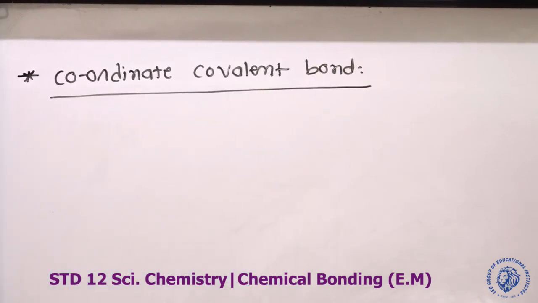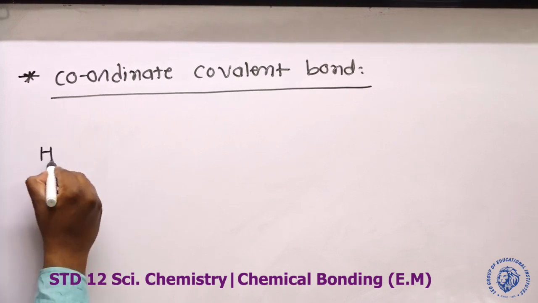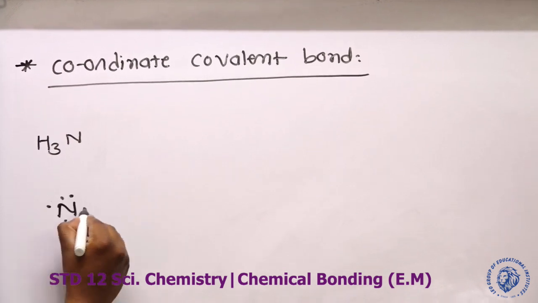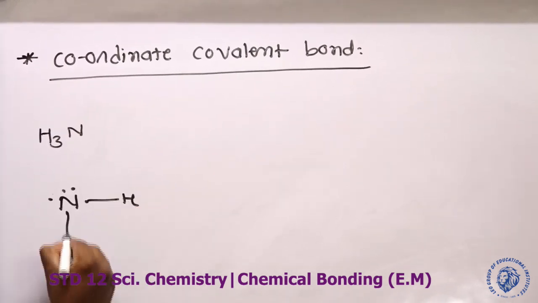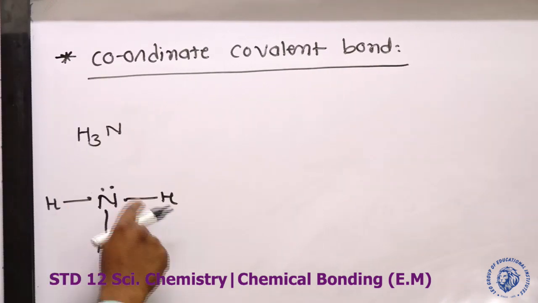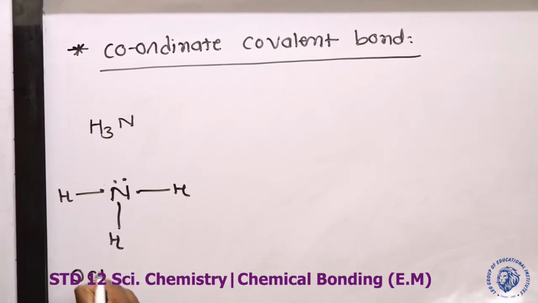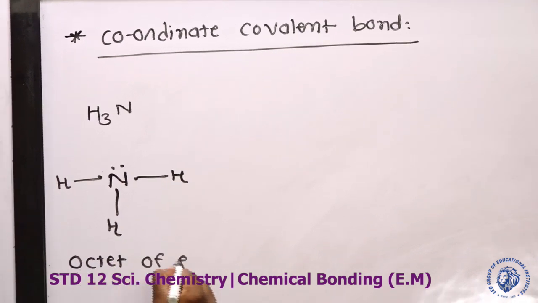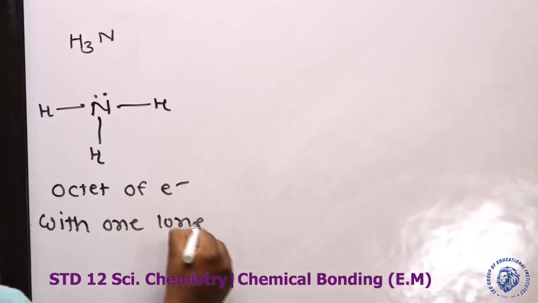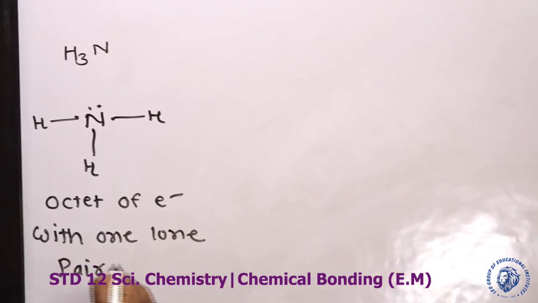Now, coordinate covalent bond, for example, ammonia. In ammonia, the nitrogen atom has 5 valence electrons, and by combining with 3 hydrogen atoms, it completes its octet: 2, 4, 6 and 1 lone pair of electrons. So it has an octet of electrons with 1 lone pair on nitrogen.